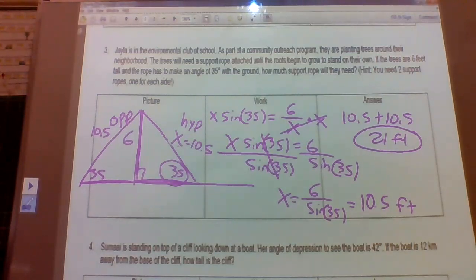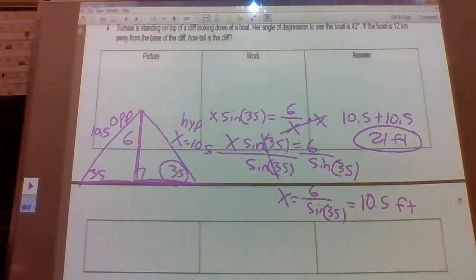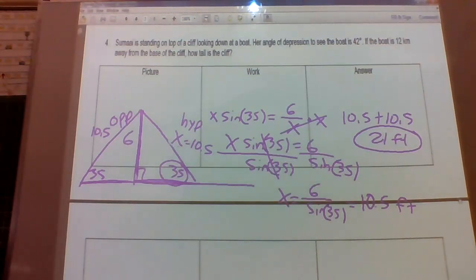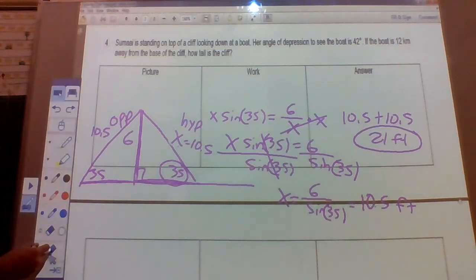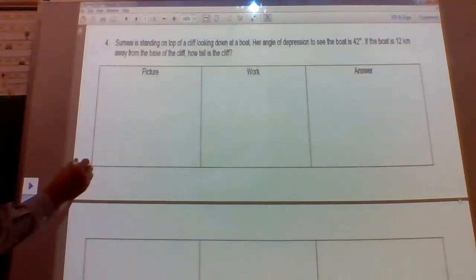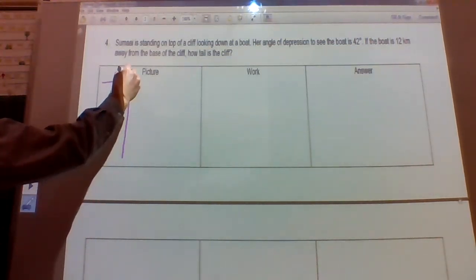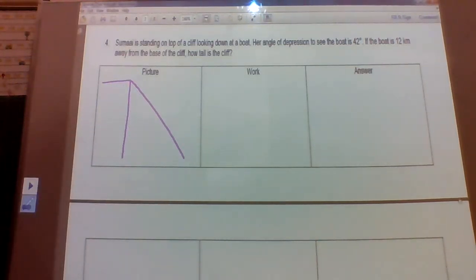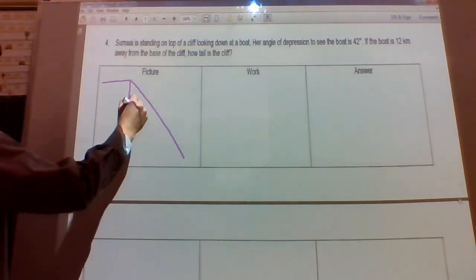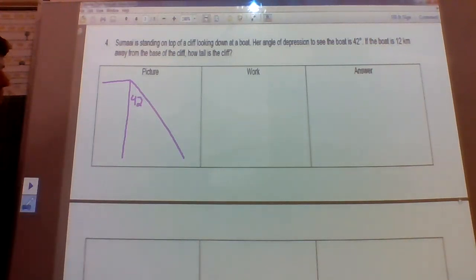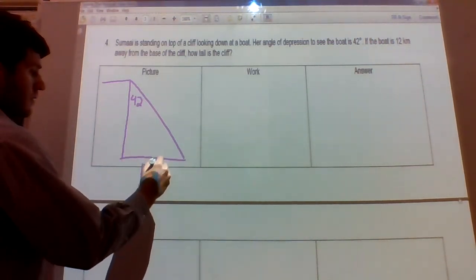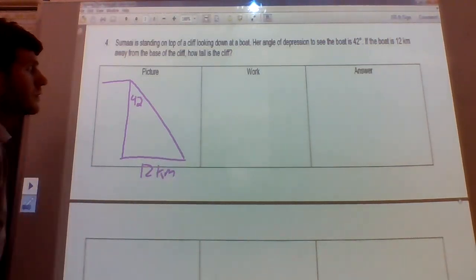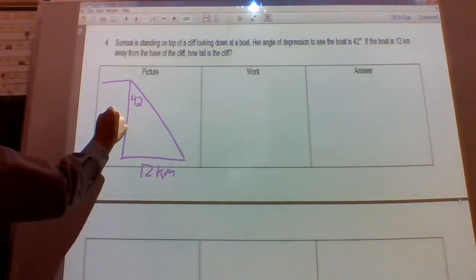Number 4. Sumai is standing on the top of a cliff looking down at a boat. So she's on a cliff, looking down at a boat. Her angle of depression to see the boat is 42 degrees. If the boat is 12 kilometers away, how tall is the cliff?